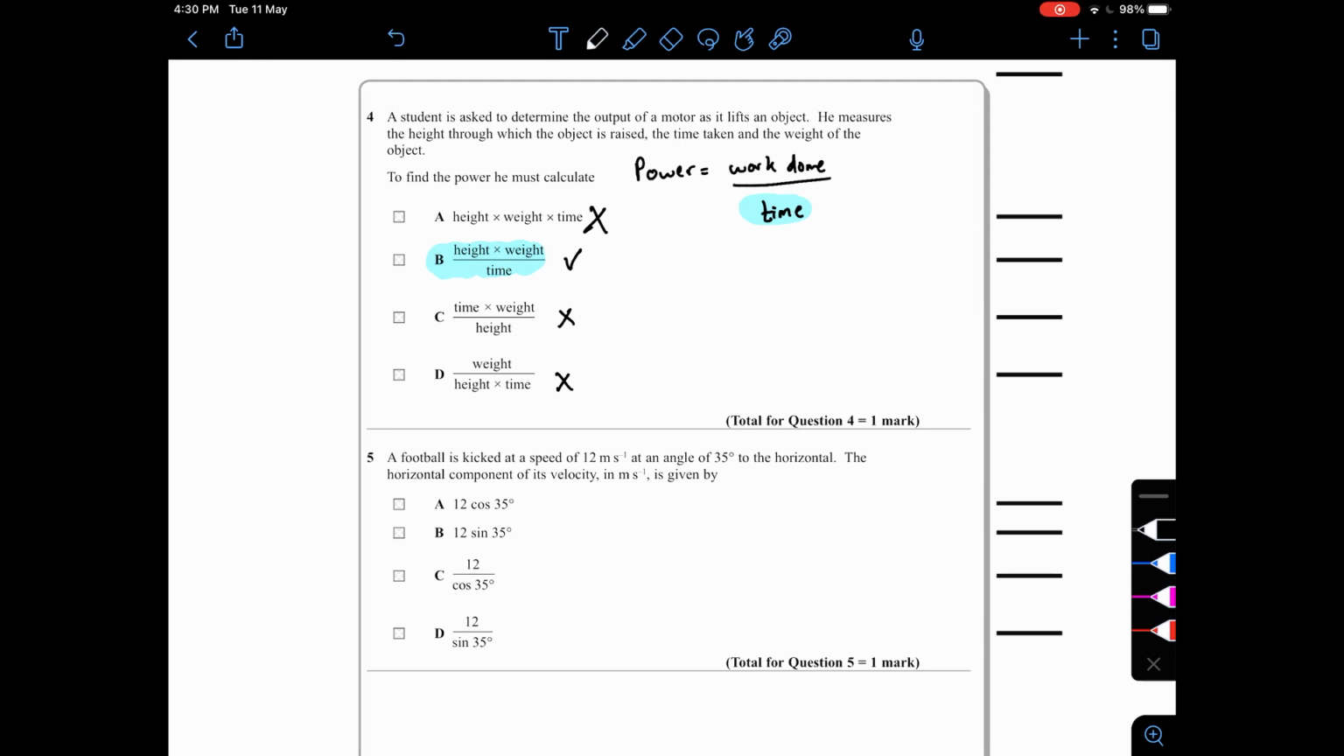Now, why is that? The work done is equivalent to the energy you use for the task to be done. Now the energy we use is related to the gravitational potential energy, which we usually say is mg times h. Now mg is the same thing as weight, which they tell us in the question. So they tell us that they have an object, right? The motor lifts the object. So the things that we're given are weight times height divided by time. That's how we calculate the power, and that's why B is correct.